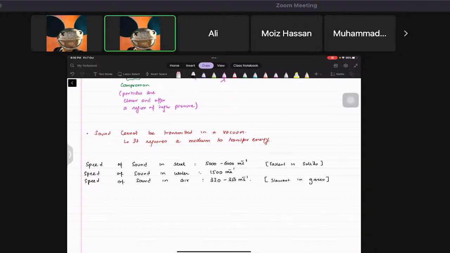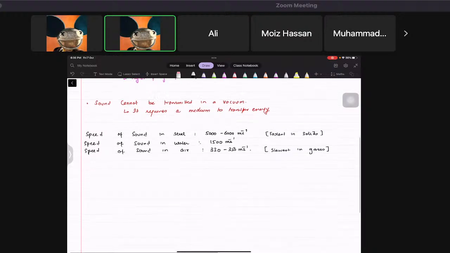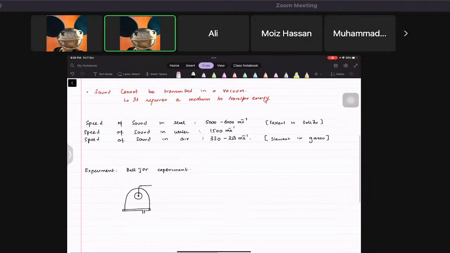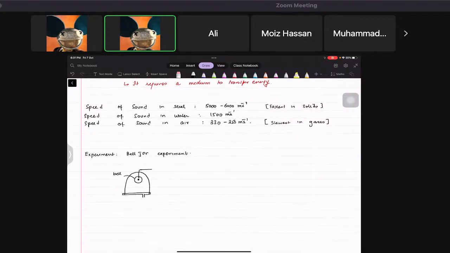Now, the question remains: how can we prove that sound cannot travel in a vacuum? We can prove it by a simple experiment, and the experiment is called the bell jar experiment. In the bell jar experiment, there is a jar which is enclosed, and then here you have a bell that's connected to something. So the bell, and then this is a vacuum pump. It basically pumps out the air to cause a vacuum inside.